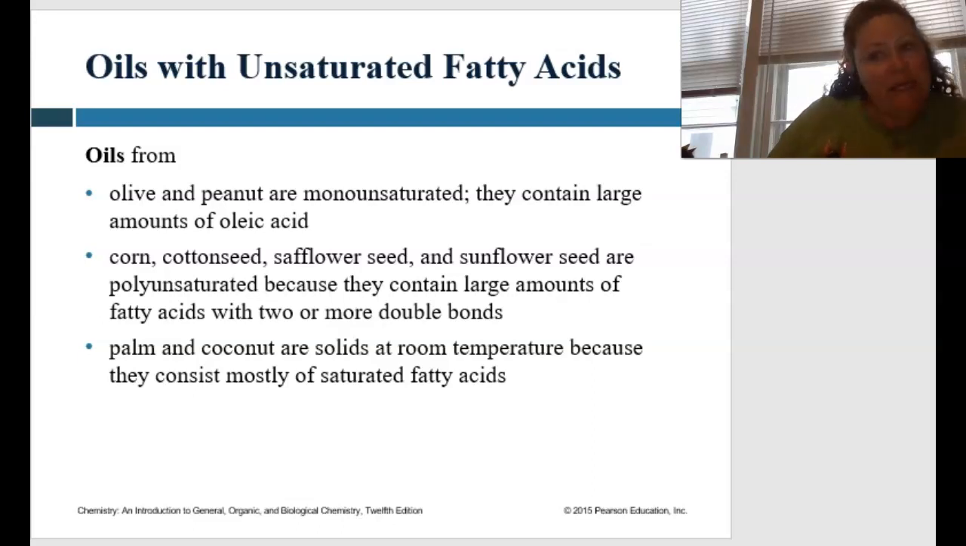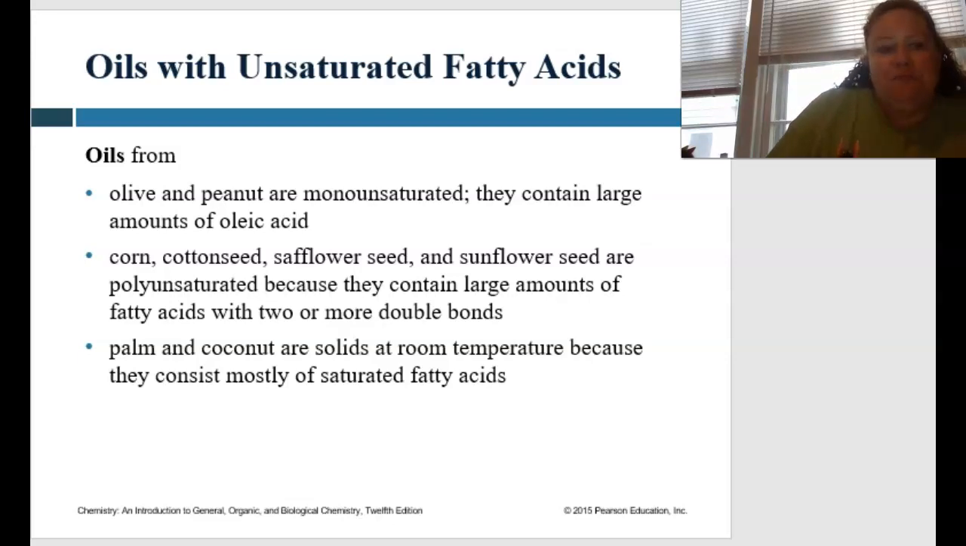All right, so oils from olive and peanut are monounsaturated. Mono meaning one, unsaturated meaning a double bond, so it has one double bond in it. And they contain large amounts of oleic acid. Corn, cottonseed, safflower seed, and sunflower seeds are polyunsaturated because they contain large amounts of fatty acids with two or more double bonds.